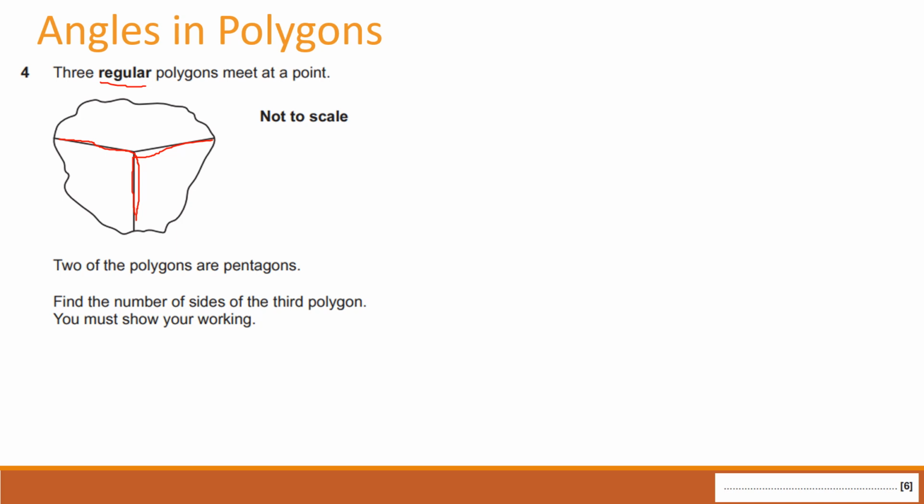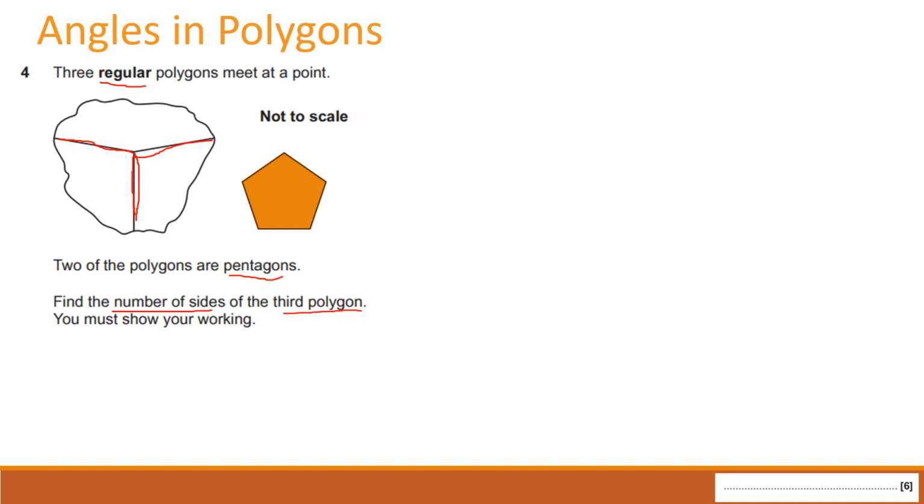Now you should be aware that the word pentagon is a 5-sided shape. Okay, so here's my pentagon looking like this, and we've got 2 of those pentagons joined at a point. And we've got to work out the number of sides in the 3rd polygon. So we're trying to find the number of sides in this 3rd polygon.